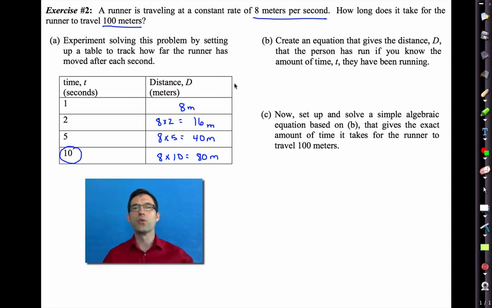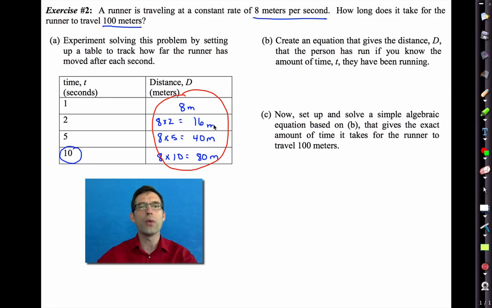Now, here's where the tools of algebra start getting used. Letter B asks us to create an equation that gives the distance, big D, that the person has run if you know the amount of time, t, they have been running. What we always want to do when we create an equation like this, when we're modeling a real-world situation, is we want to take the data that we've already come up with, the pattern that we've already established, and what we want to do is just write it down symbolically, right?